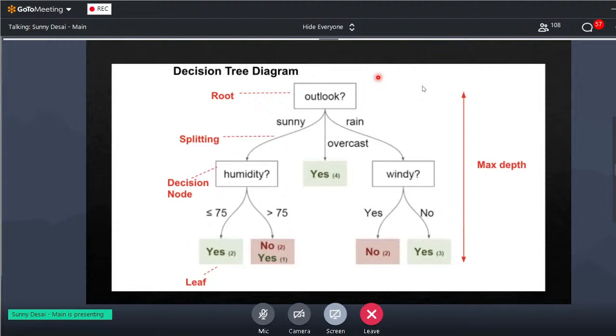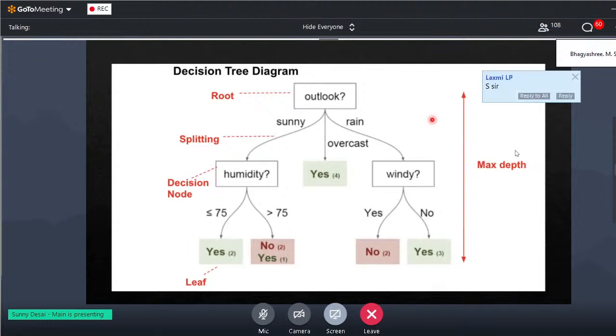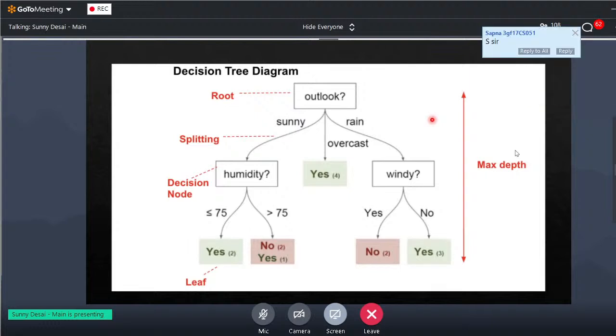Is this all clear to you? Can you all please respond on the chat box? Is this clear to you, or is there any confusion? Okay, so the objective, or the basic understanding, of the decision tree is clear.